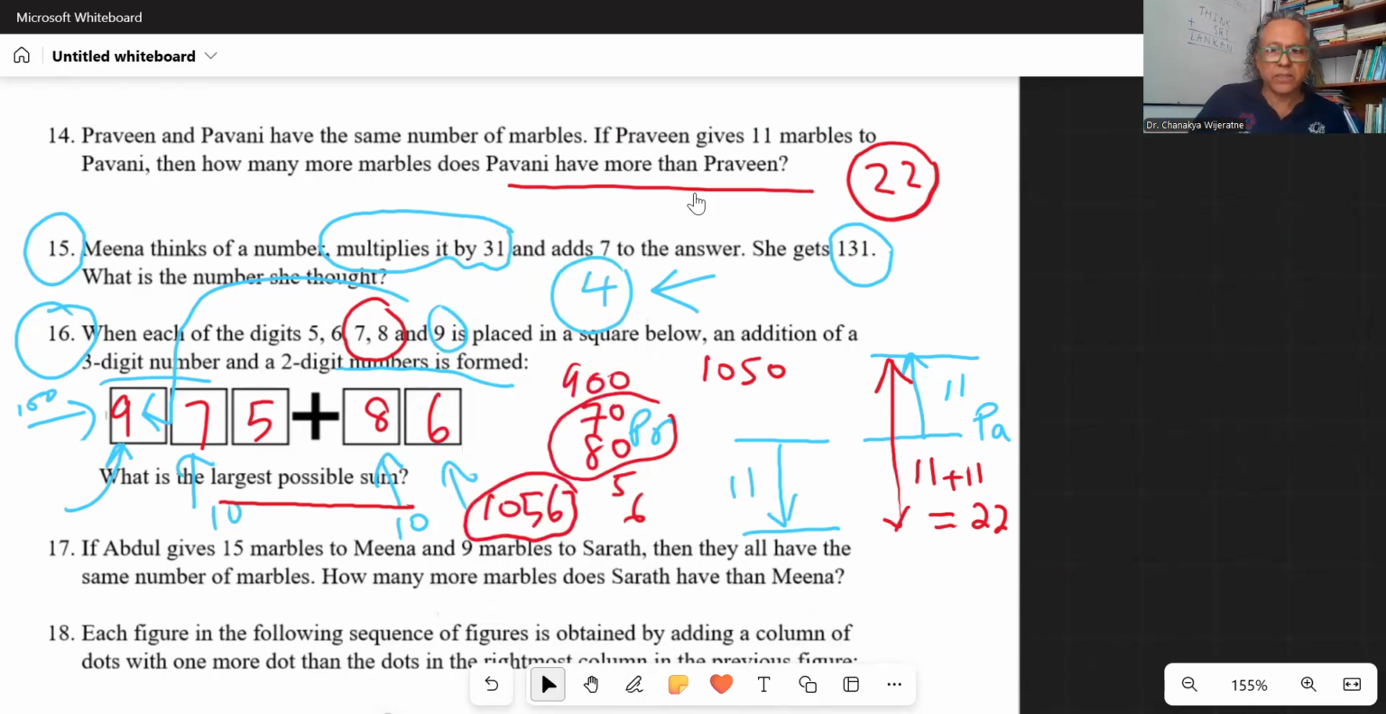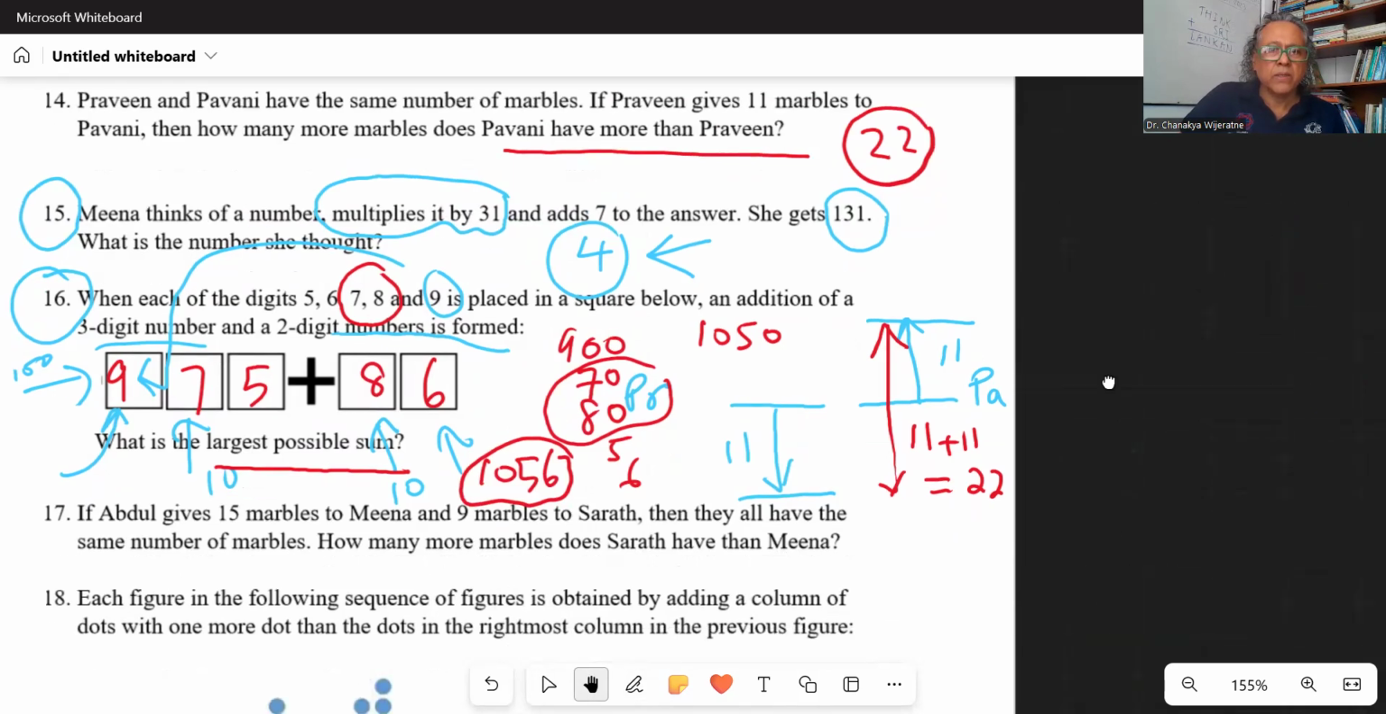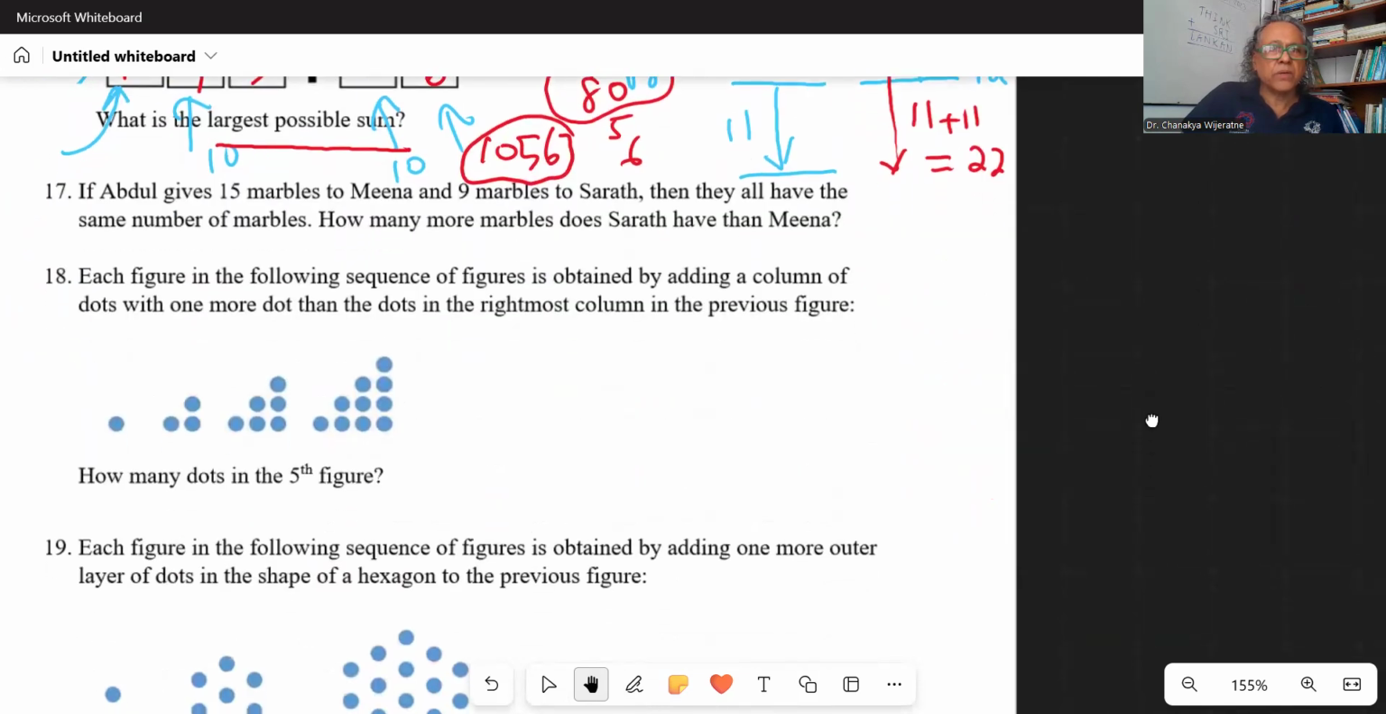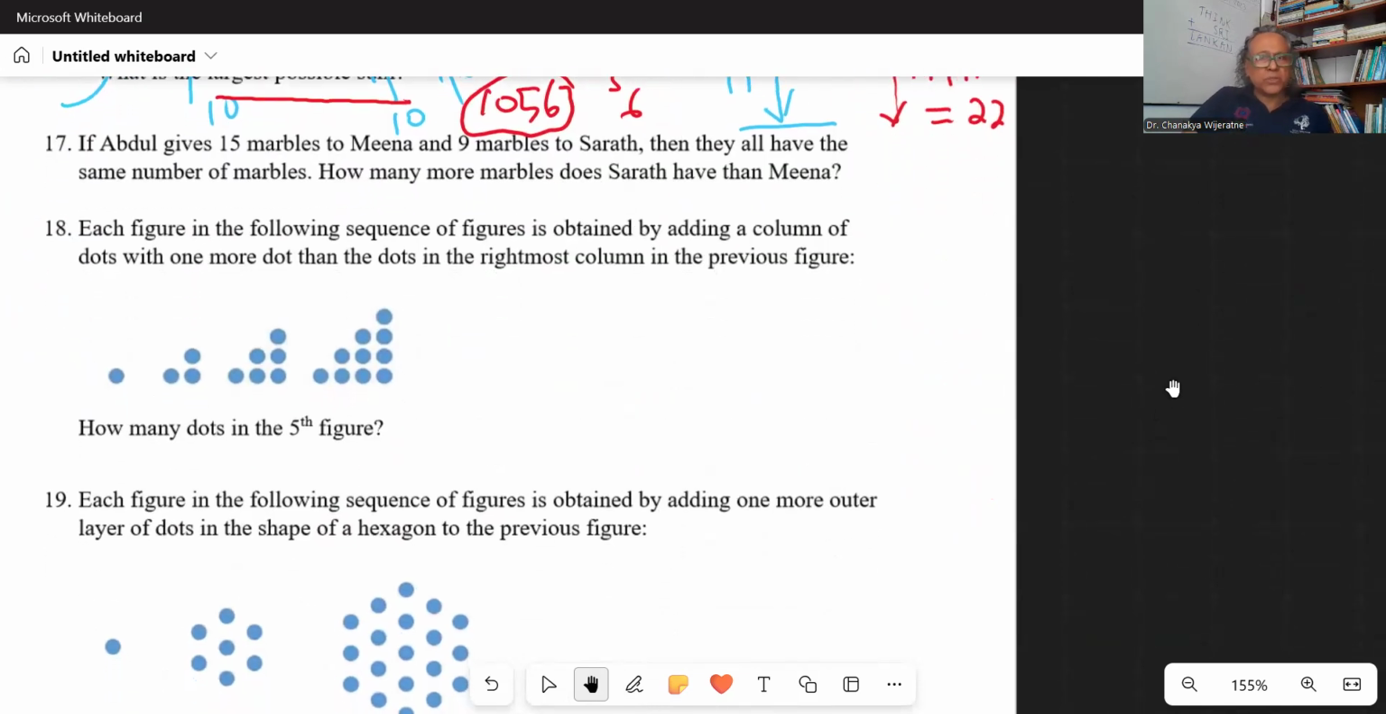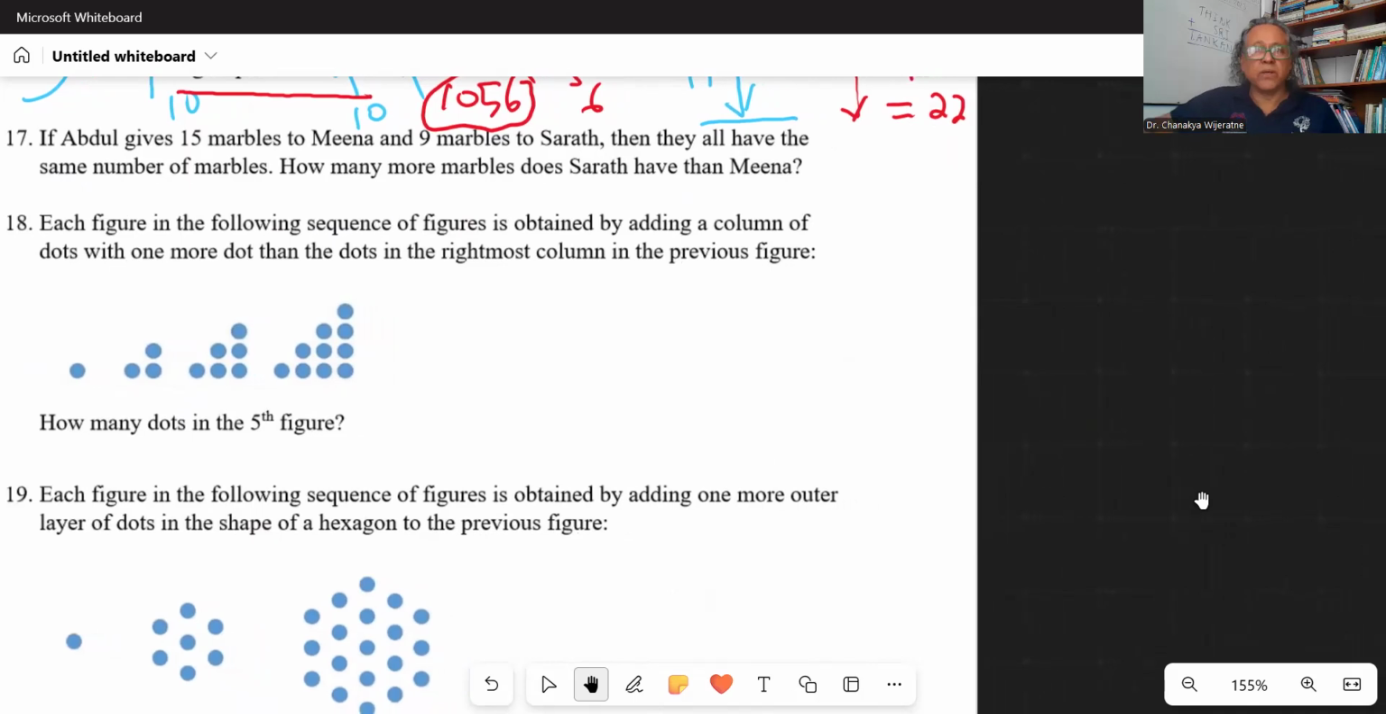Right. Let's see question number 17. If Abdul gave 15 marbles to Meena and 9 marbles to Sarat, then they all had the same number of marbles. How many more marbles does Sarat have than Meena? So after this exchange of marbles, actually, not exchange. Abdul gave, he is very generous. He gave 15 to Meena and 9 to Sarat. Then they all had the same number of marbles.